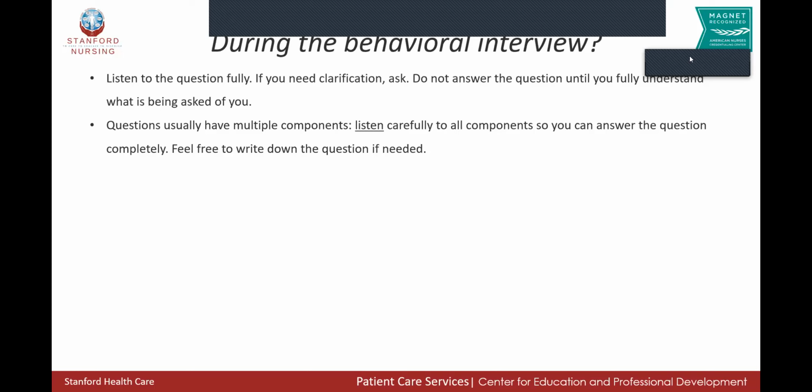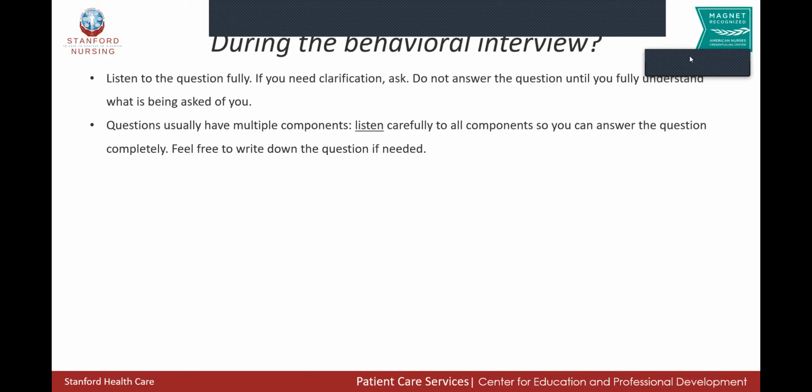Questions have multiple components, right? So listen and remember to answer all of the components of the question. If that's hard for you, and you have a piece of paper, you could write them down next to you just to tick off as you hit the responses. Like we heard, there's a story. What part did you do? What role did you play? And what was the outcome? So make sure you answer the components of the question.